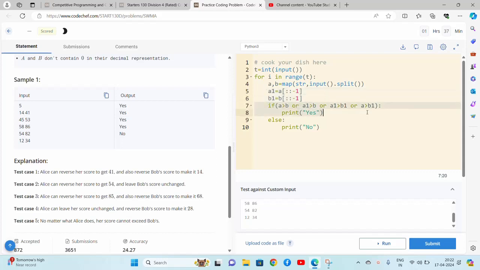Then here you can see, if A is greater than B, or A1, that means the reverse of A, is greater than B, or A1 reverse is greater than B1, that means the reverse of B. In this way, these are the 4 conditions we need to check. If any one of these 4 conditions is true, then we need to return yes, otherwise no.